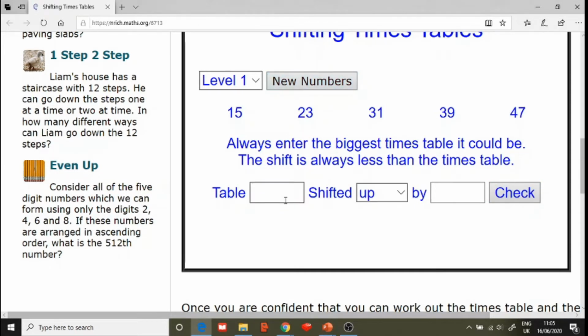So ask yourself again, what times table is this? So 5, 6, 7, 8. So this is your 8 times table. Okay. And then what do I have to add to 8 to get to 15? So 8, 9, 10, 11, 12, 13, 14, 15, which is 7. But you wouldn't say 8 times table shifted up by 7. What you would call it, you'd call that 8n plus 7. So my nth term here is 8n plus 7.